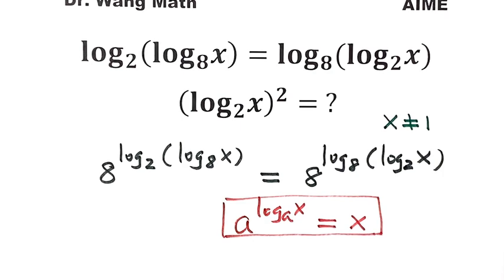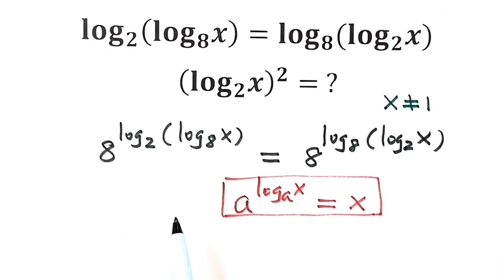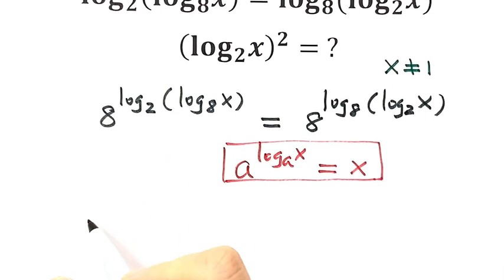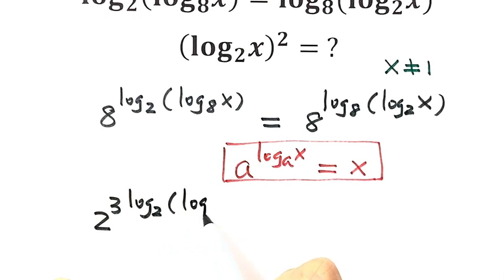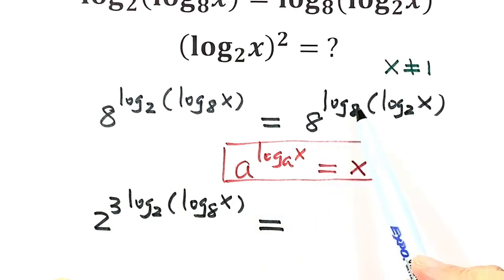Now let's look at the left hand side. Because this one is base 2, for 8 we want to write 2 to the third. Then just write down the rest: log base 2, then log base 8 of x. Then equals, and for the right hand side, use this formula: 8 to the log base 8 cancels, and it just equals the inside part, log base 2 of x.